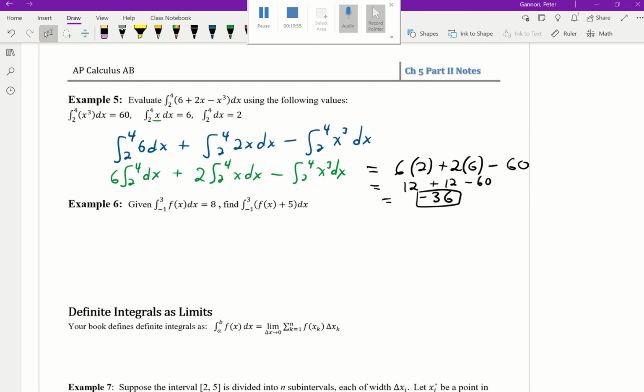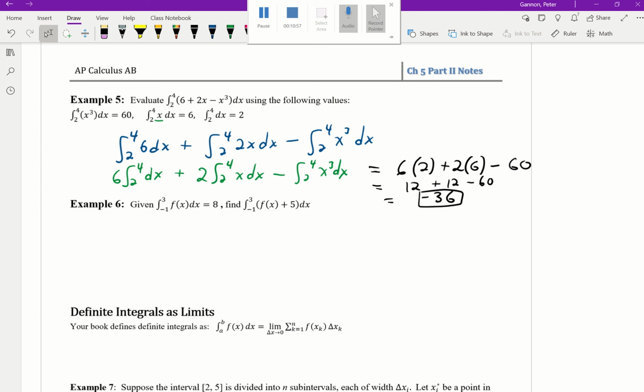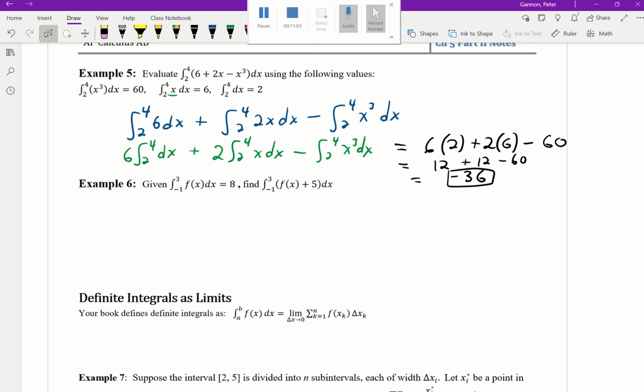All right, we're going to go ahead and take a look at the next example here real quick. Example 6 says, given that the integral from negative 1 to 3 of f of x dx is 8, we want to find the integral from negative 1 to 3 of the quantity f of x plus 5 dx. Pause the video, try it on your own, see what you come up with.